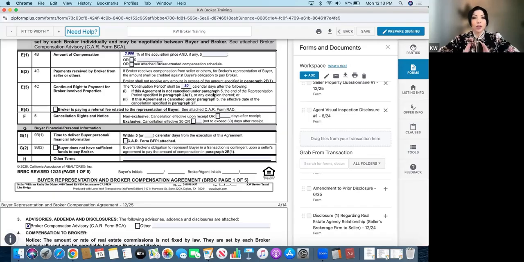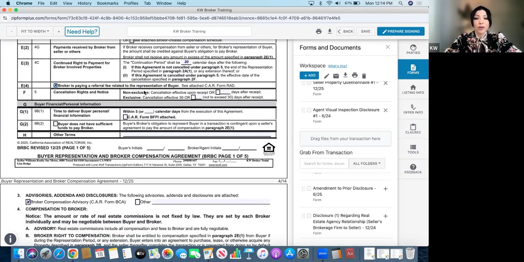So if you're out showing properties to this client and you've shown them a couple properties and you think maybe they're kind of trying to work directly with the seller, this 30 days will protect you. The continuation period here will kind of add that extra layer of protection.